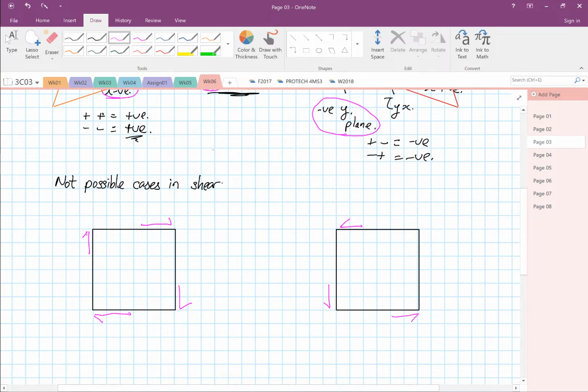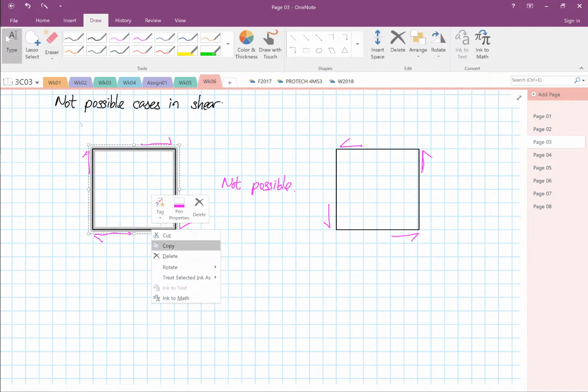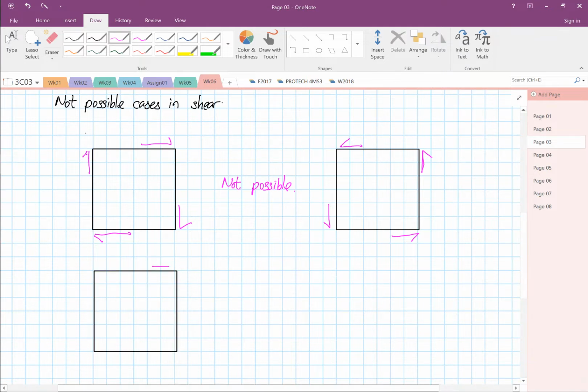Okay, so you cannot draw based on your element, so not possible. So your element will just rotate. If it rotates, means there's no stress, or you cannot have element stresses going this way also. Or if you're going to draw, you cannot. There's no reason. So these are not possible.